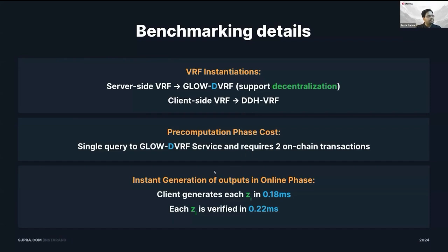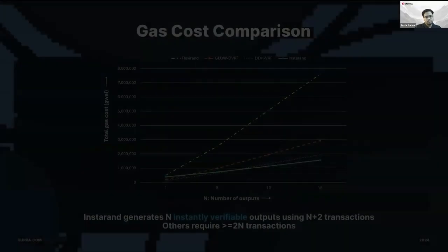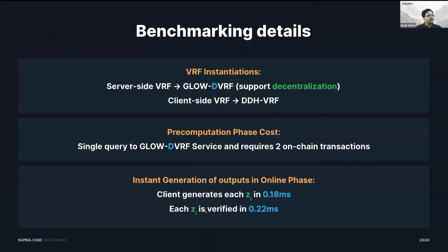In the online phase, the client will instantly generate random values ZI, and each ZI value can be generated in less than 0.2 milliseconds. That's the client generation. It basically requires one exponentiation, one Schnorr proof, and one hash computation. To verify each ZI, you just need to verify one Schnorr-Medicine proof. So the verification of each ZI is also very fast, about 0.22 milliseconds.